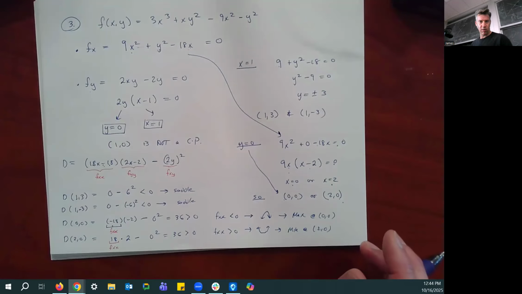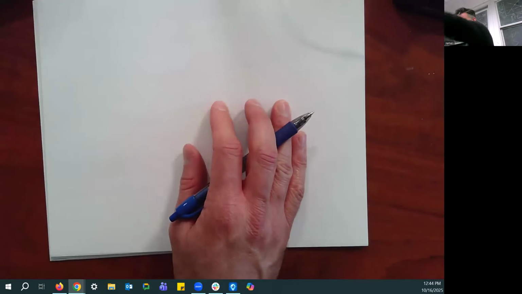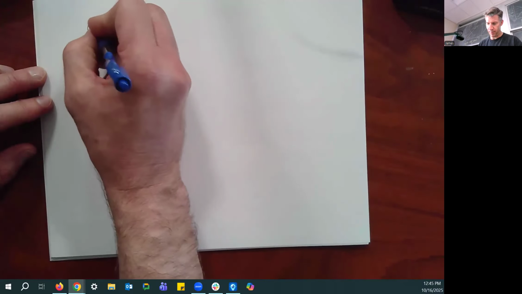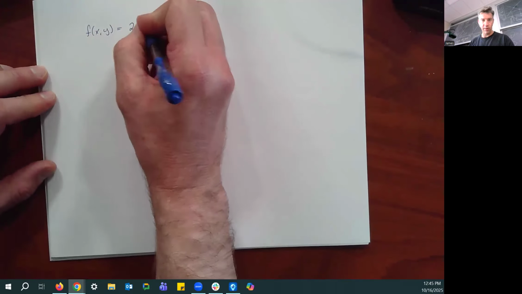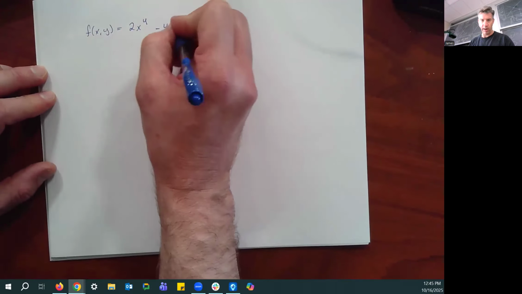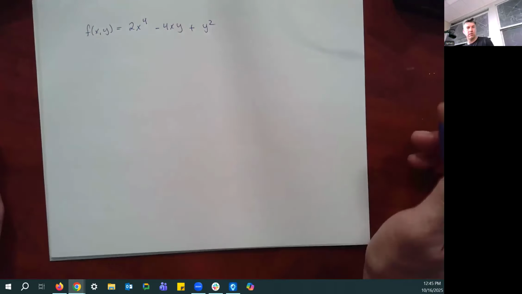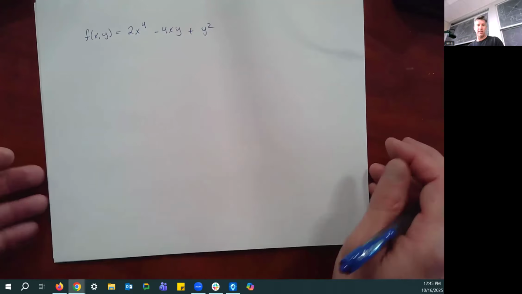So let's see, where'd you go? Problem I was looking at. You're fine. So why don't you all give this one a shot? I'm going to let you work this one fully on your own. Your function f of x, y is equal to 2x to the fourth minus 4xy plus y squared. I want you to find all the critical values and then test them to see if they're maxima, minima, or saddle points.